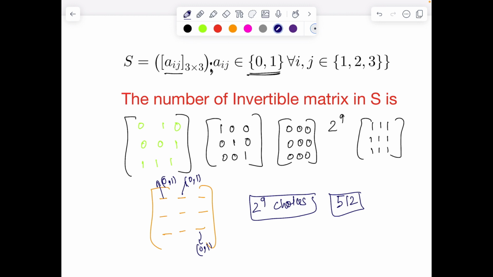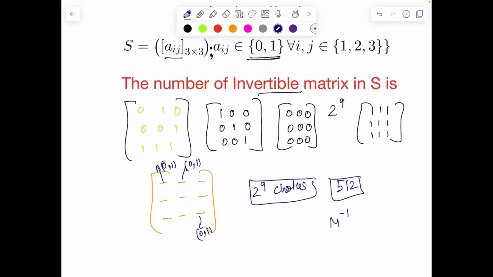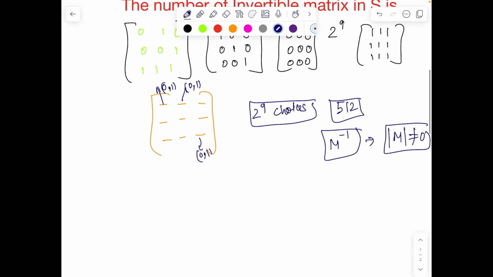Now the question is, among these 512 matrices, how many of them are invertible? All of you know, for a matrix M to be invertible, like for M inverse to exist, we must have determinant of M non-zero, so the matrix will be non-singular. It is better to directly find the number of matrices in this set which are singular first, so let's say the number of matrices M whose determinant is 0. Why this is a better way instead of directly finding non-zero determinant matrices is because we have a definite clue of under what circumstances the determinant of a 3 cross 3 matrix will be 0.